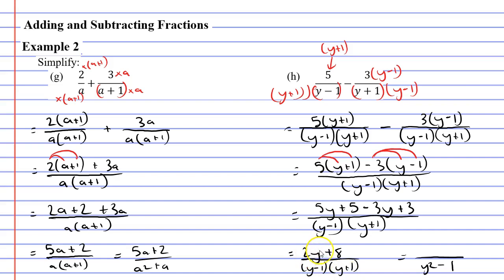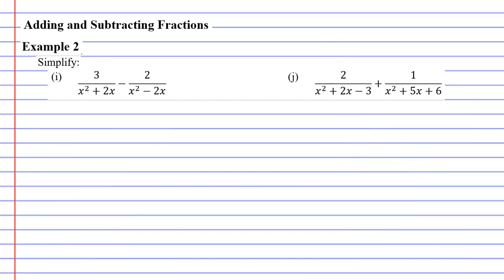The next thing, the numerator will actually stay the same. It will stay as 2y plus 8. And this is our final simplified expression. Okay, moving on to our last two questions. Looking quite tricky, especially question J. Look at that.